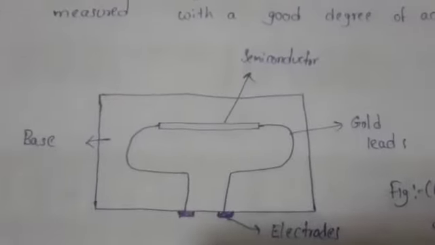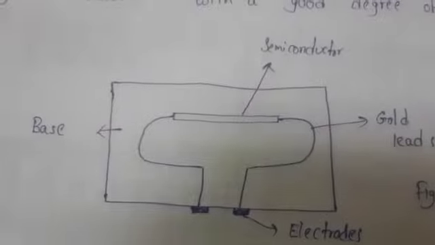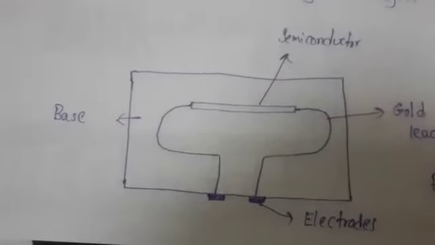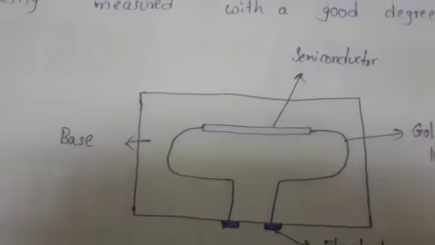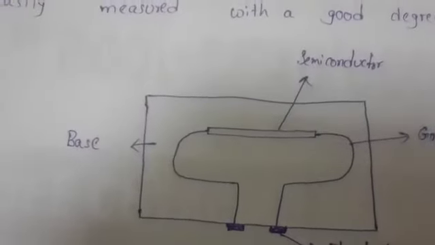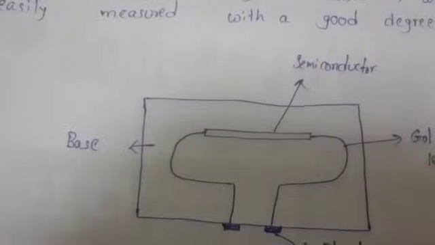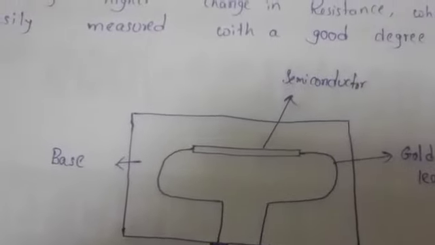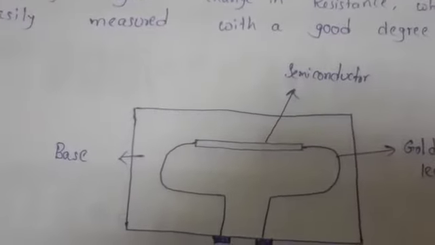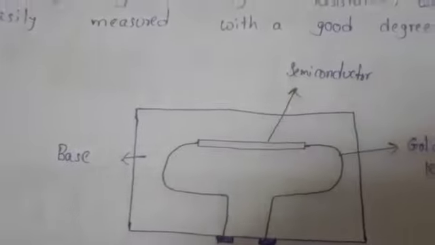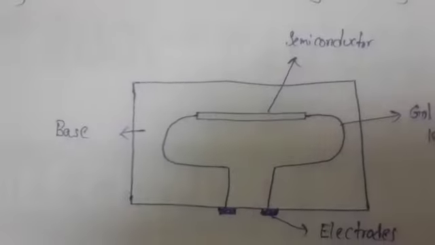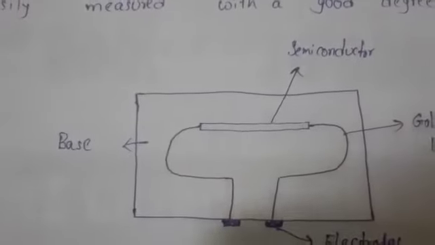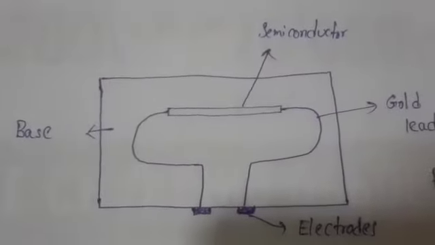With this semiconductor strain gauge we can measure small values of strain, from 0.1 to 500 microstrains. These semiconductor strain gauges are stable and practical devices. That is about semiconductor strain gauges.